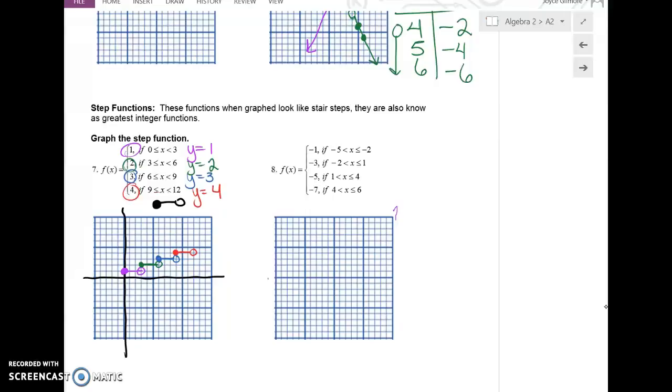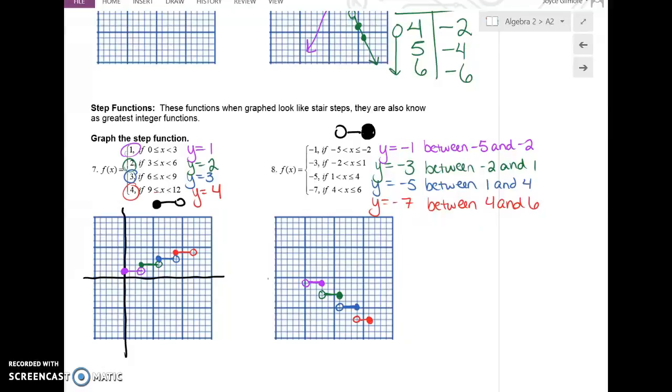So if you haven't already, try number 8 on your own. The one thing I want to point out to you, how are the open and closed dots going to look? Notice the first one is less than, so that's going to be open dot. And the second one is less than or equal to, so closed dot. So your step function for number 8 is going to be open dot on the left, closed dot on the right.